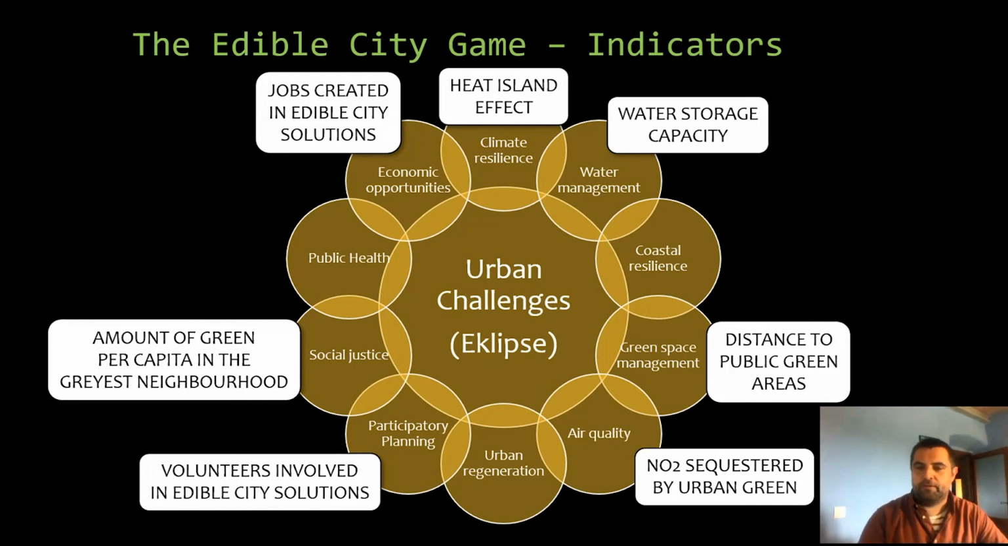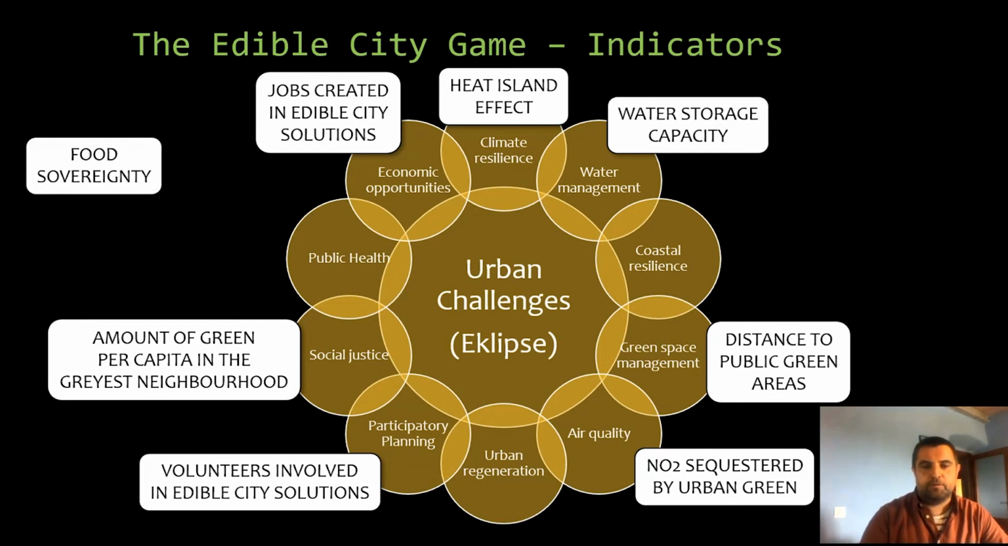One is distance to public green areas. Another is NO2 sequestered by urban green. Volunteers involved in Edible City solutions, amount of green per capita in the grayest neighborhood, because this is about social justice, and jobs created in Edible City solutions related to economic opportunities. In addition, we also created another indicator, which is food sovereignty.